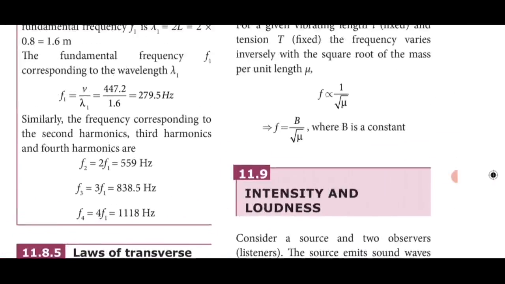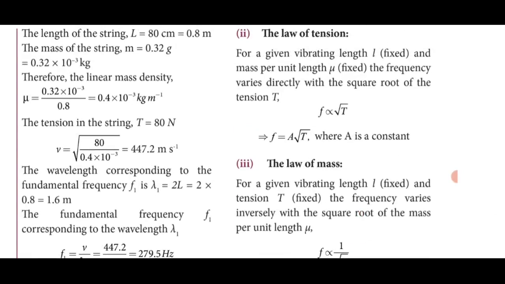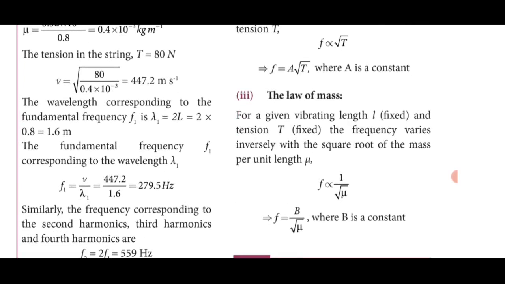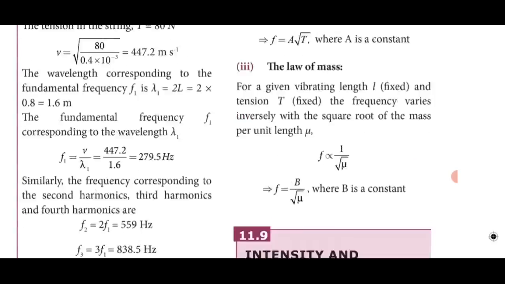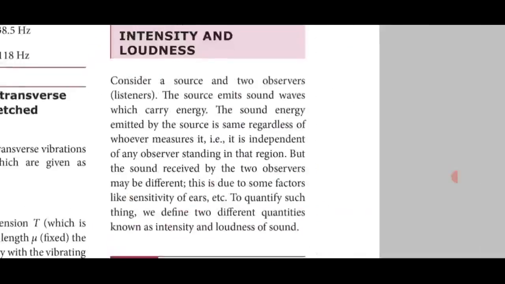What happens is that we fix two things and vary the third. Like that, the proportionality is taken for each of them: the law of mass, the law of tension, and the law of length.